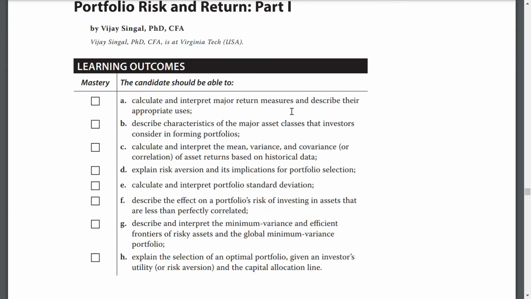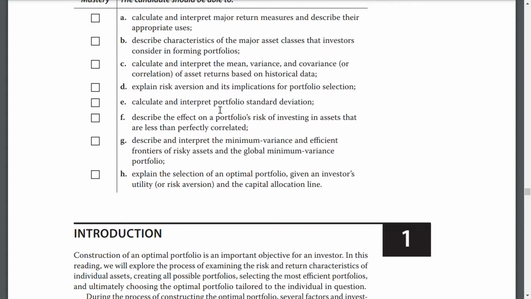correlation of asset returns based on historical data, explain risk aversion and its implication for portfolio selection, calculate and interpret portfolio standard deviation, describe the effects on a portfolio's risk of investing in assets that are less than perfectly correlated, describe and interpret the minimum variance and efficient frontiers of risky assets and the global minimum variance portfolio, explain the selection of an optimal portfolio given an investor's utility and the capital allocation line.